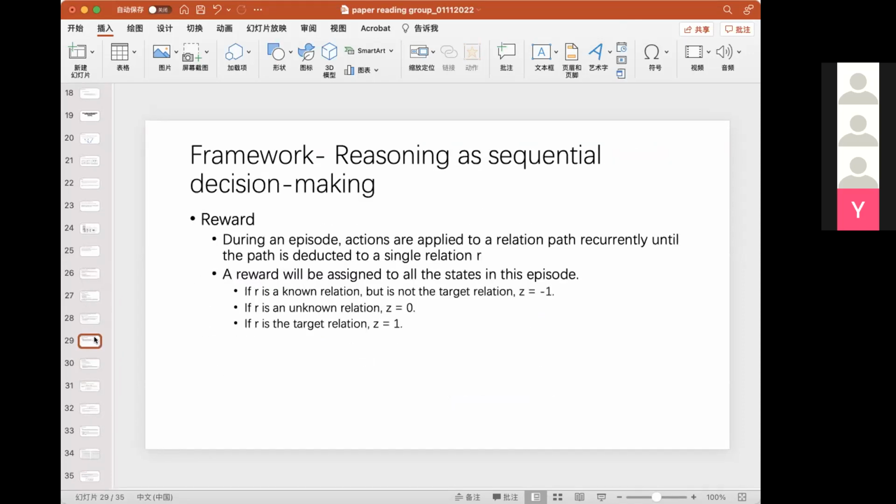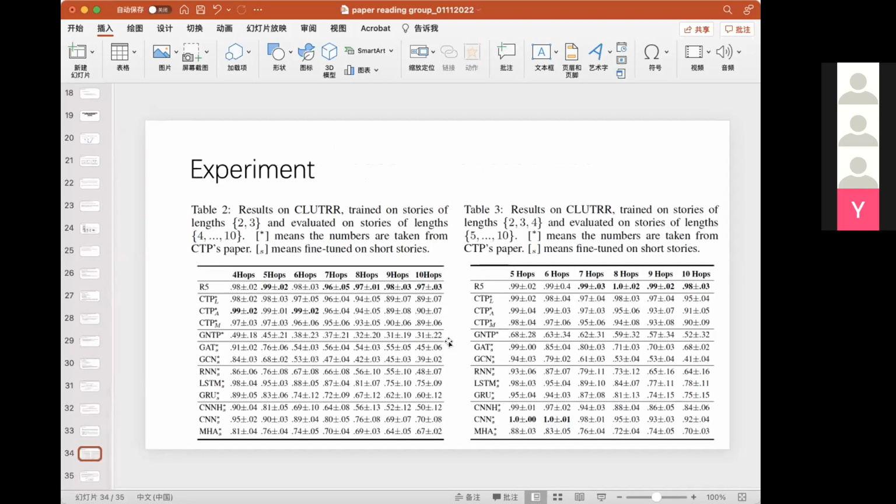Just curious, is the second work compared to the first work? No. Okay. Yeah, the only baseline method they compare with, which is also trying to learn rules, is the CTP. Okay, got you. Thank you.